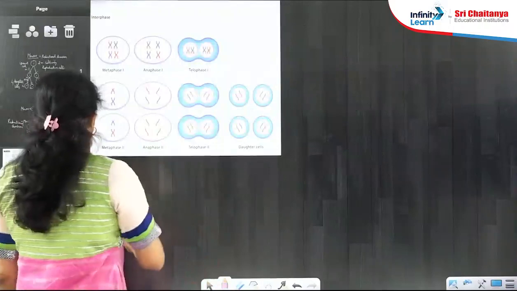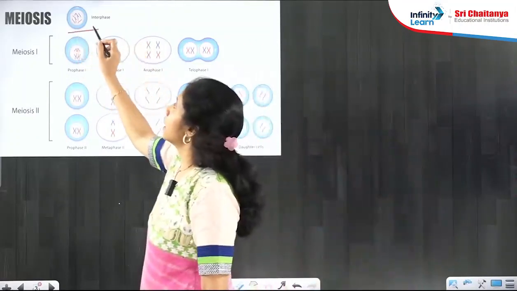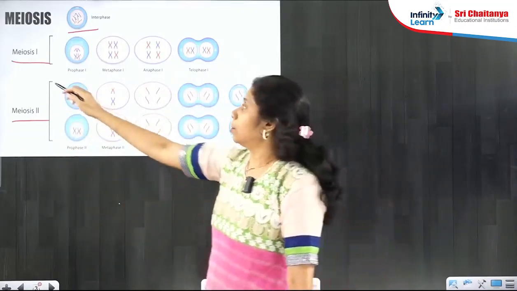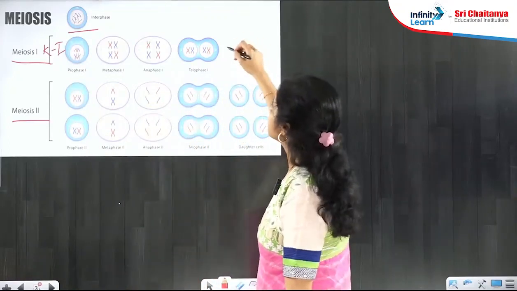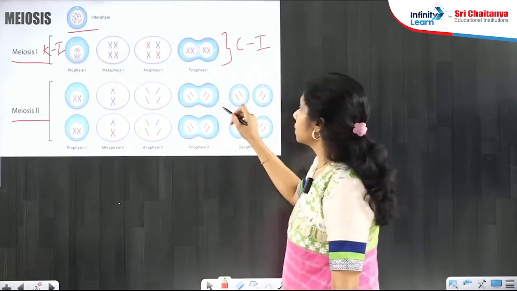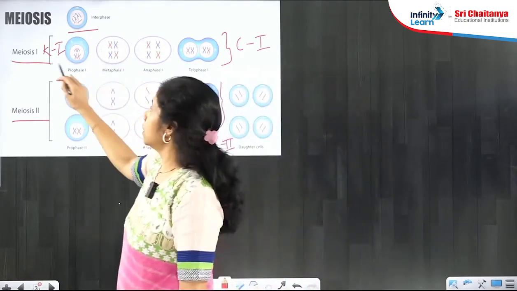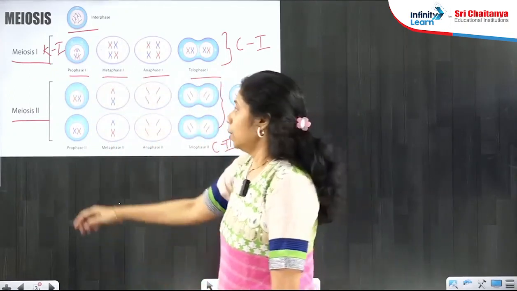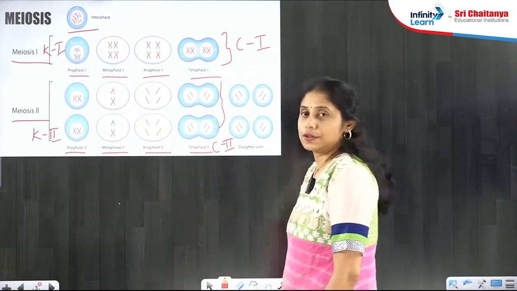Now all of you can see the diagram here. The interphase cell looks like this. It is undergoing meiosis 1 and meiosis 2. In meiosis 1, this is karyokinesis 1. After this, cytokinesis 1 will happen, and after this, cytokinesis 2 is happening. So in meiosis 1, karyokinesis 1 is divided into prophase 1, metaphase 1, anaphase 1, telophase 1. In meiosis 2, karyokinesis 2 is divided into prophase 2, metaphase 2, anaphase 2, telophase 2.